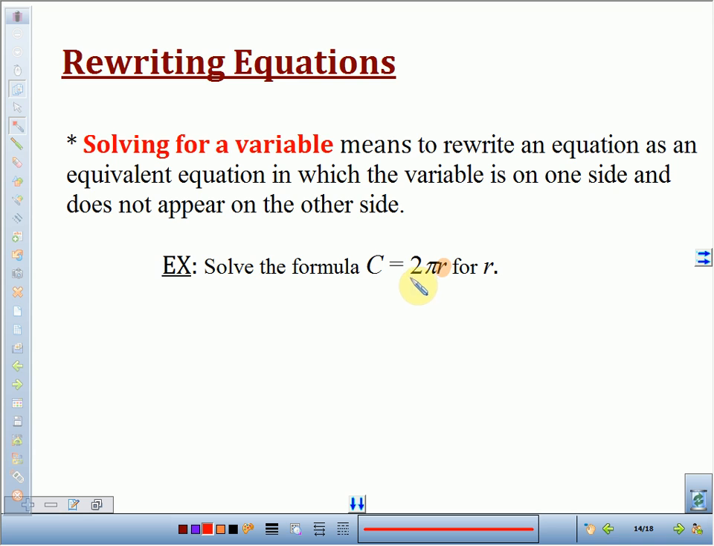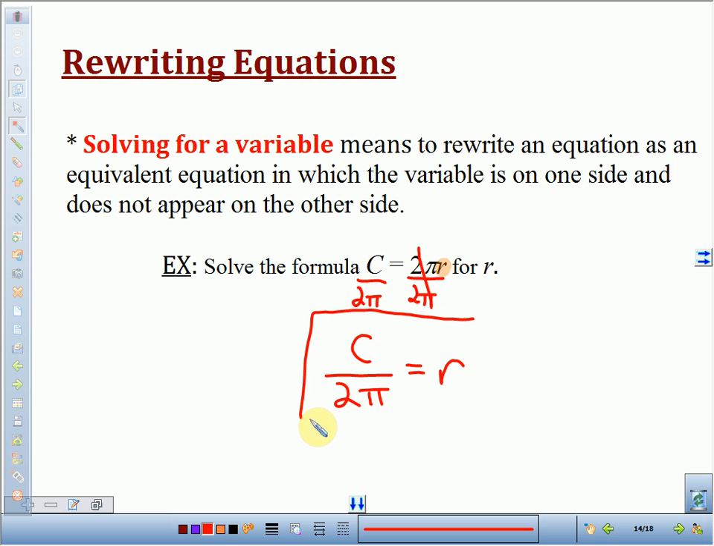So to undo that, we will divide 2 pi r by 2 pi. If I do it on one side of the equal sign, I have to do it on the other. Here they cancel out, and I'm left with C divided by 2 pi equals r. R is by itself on one side of the equal sign, and it is not on the other side of the equal sign. Therefore, we have solved this formula for a variable. We solved it for r.